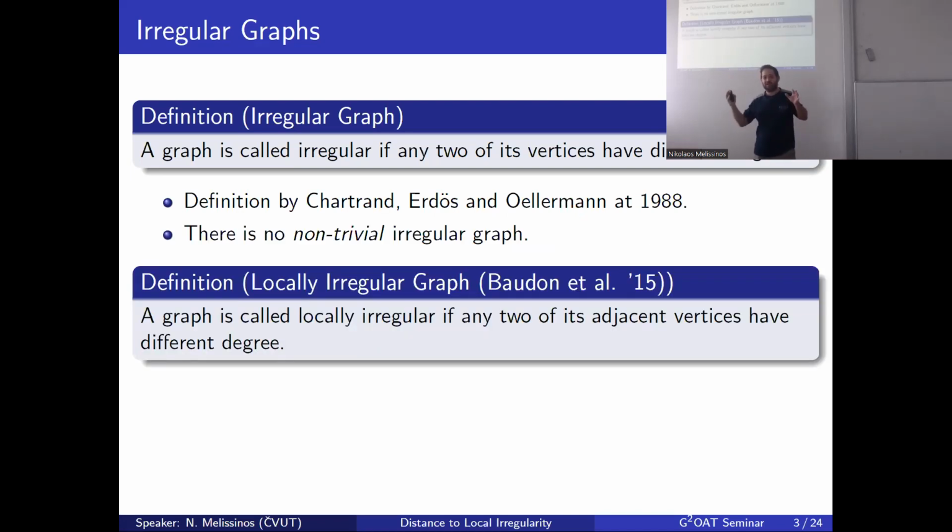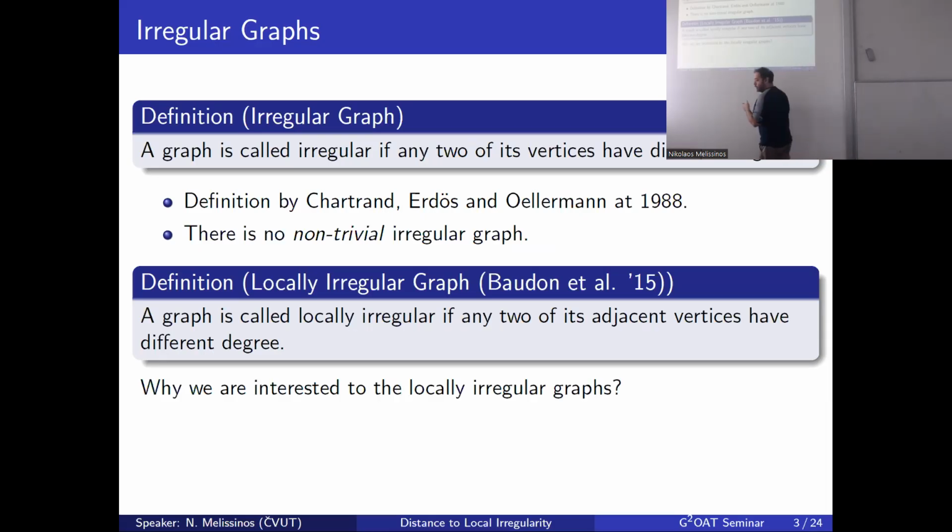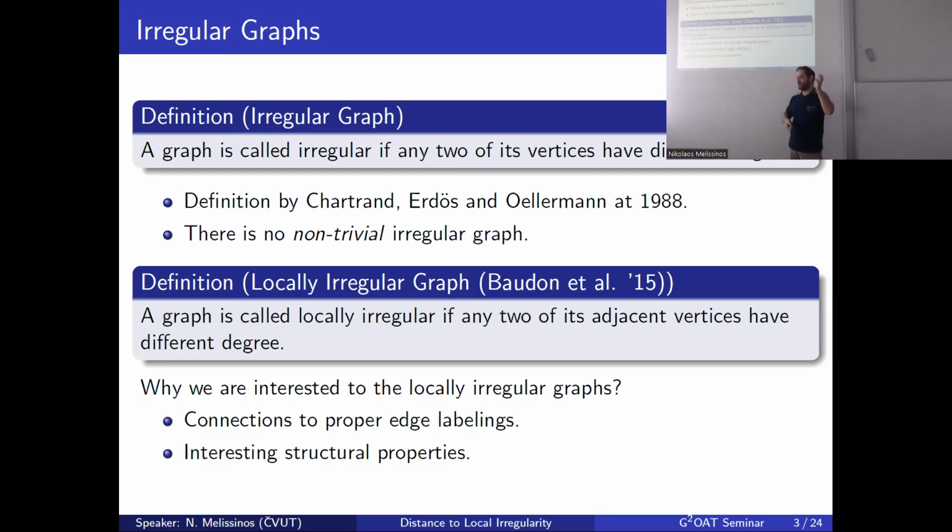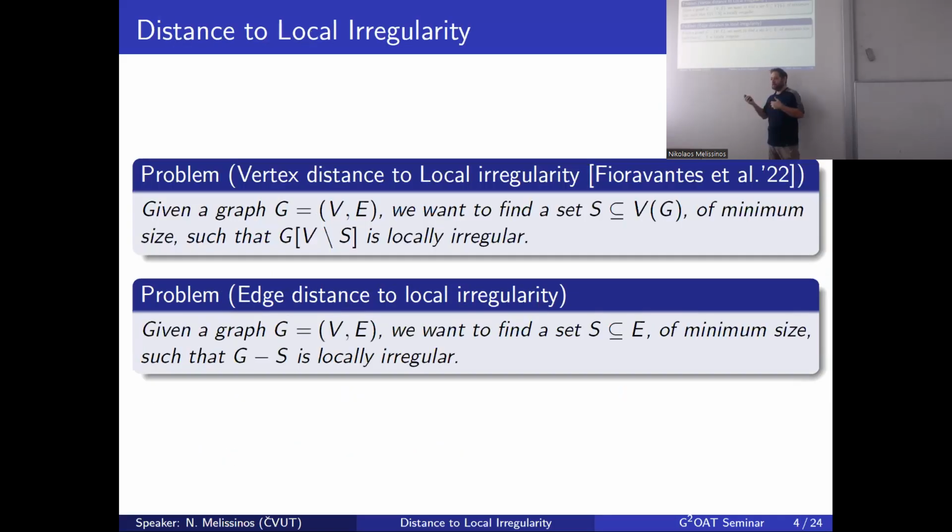Because this is a really strict notion, there is another notion introduced in 2015, which is the locally irregular graph, where you want two adjacent vertices to have different degrees. This has already been used in some works, has connections with proper edge labelings, and there are nice structural properties when you can decompose your graphs into a small number of locally irregular graphs, and that's why we find it interesting. So what are the problems that we're going to discuss in this talk?